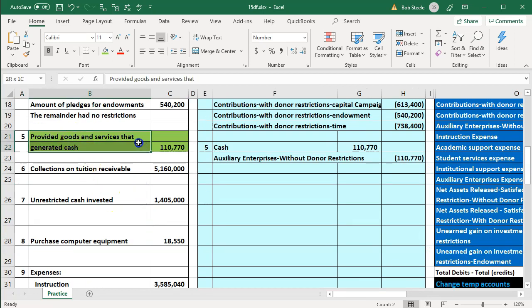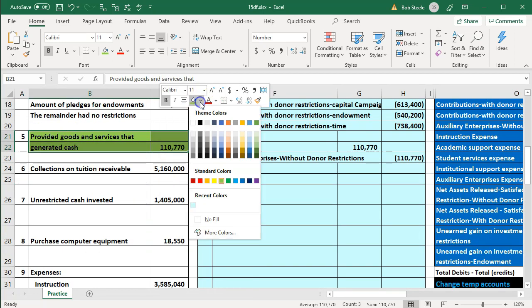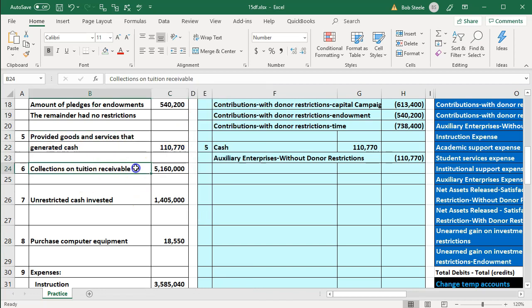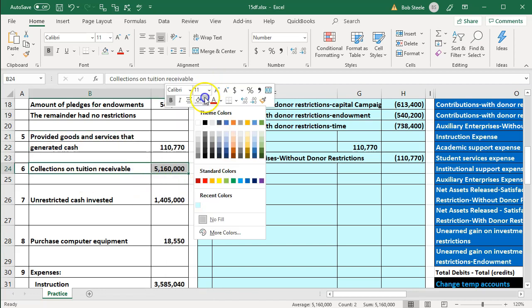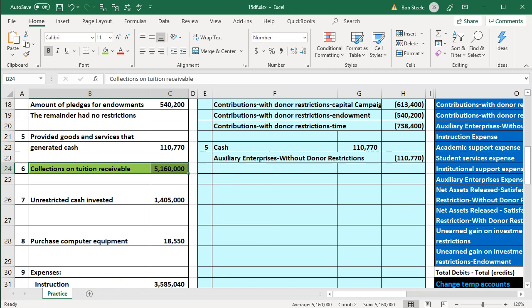We're going to ungreen number 5 then. I'm going to go ahead and ungreen number 5. We're going to move on to number 6, which we will then make green as we do so. We have collections on tuition receivables. So we're going to say number 6, we collected on the receivable. So that means the receivable is going to go down. Cash is going to go up. We got cash, but we earned it in the past.